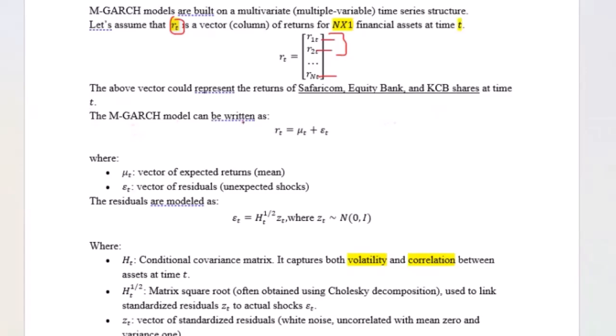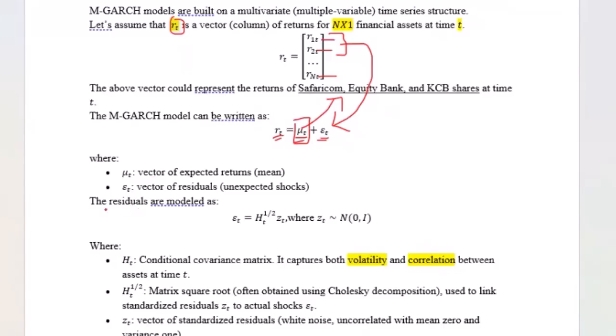So the M-GARCH model could be written as this. This model, the first one, is simplified as the return vector R_t. The next term, mu_t, is a vector of expected returns, and the last one is an error, the residuals. So even though this model is written like this, you should note that this is a vector of returns, a combination of Safaricom and Equity.